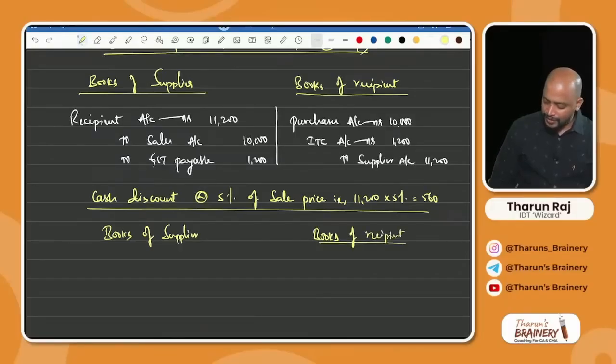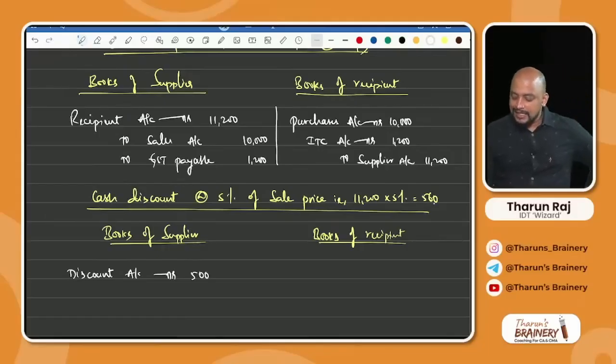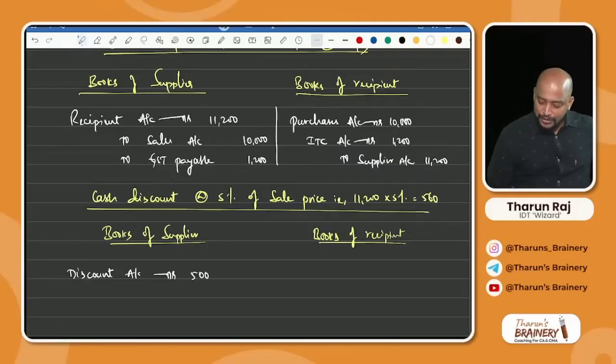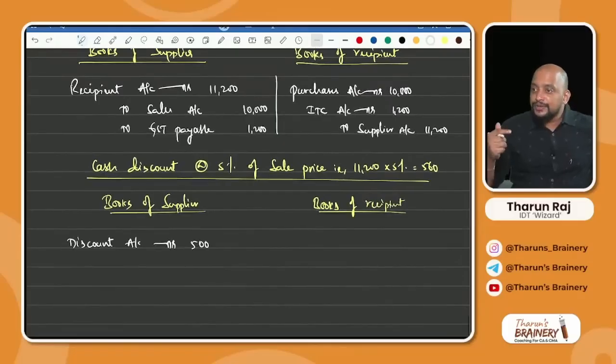Come on, in the books of supplier. Discount is an expenditure, a loss, correct? So discount account debit, how much? 500 or 560? 500, because 60 is the GST component and 500 is the value component. You recognize sales only at 10,000, and 10,000 into 5% is 500, so the discount account is debited 500. Then that 60 rupees, to that extent your liability will be reduced.